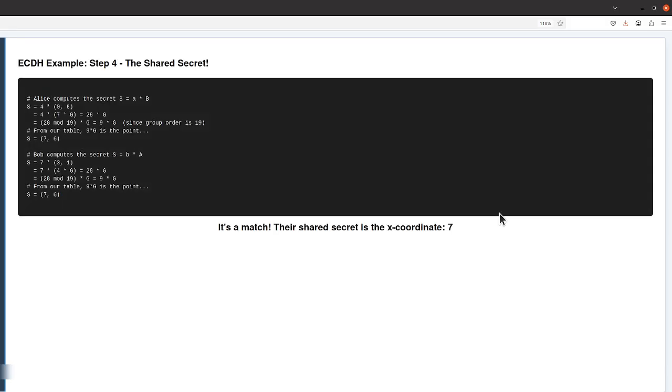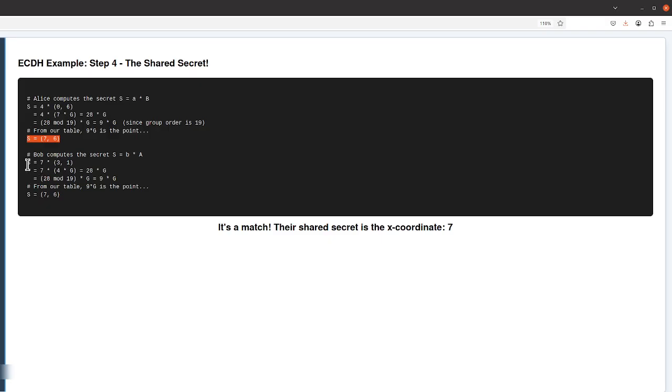ECDH example. Step 4: The shared secret. Now for the final calculation. Alice takes Bob's public key, B equals (0, 6), and multiplies it by her private key, a equals 4. Her calculation is S equals 4 times B. Since we know B is just 7 times G, her calculation is really S equals 4 times 7 times G, which is 28 times G. Since our group order is 19, this is equivalent to 9 times G. Our lookup table shows that 9 times G is the point (7, 6).